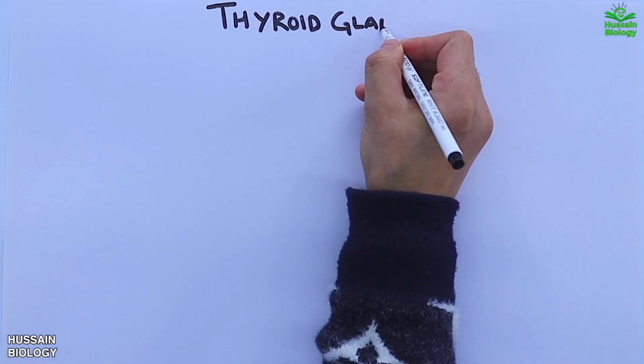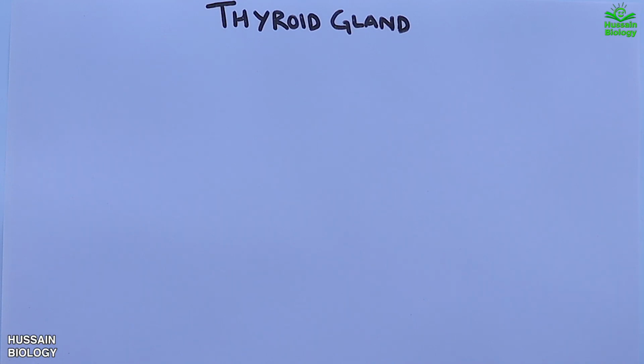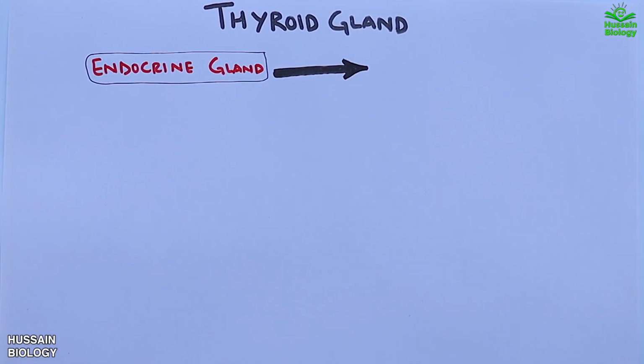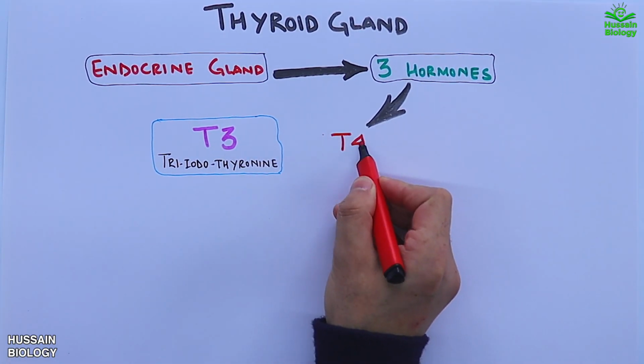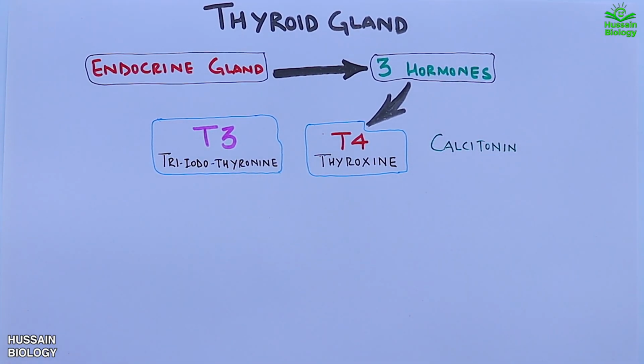We are in the endocrinology video series. The previous videos are linked in the description. And here we are going to explain the thyroid gland, its anatomy, histology, and physiology. We know it's an endocrine gland that secretes three important hormones: T3, that's triiodothyronine; T4, that's thyroxine; and calcitonin.